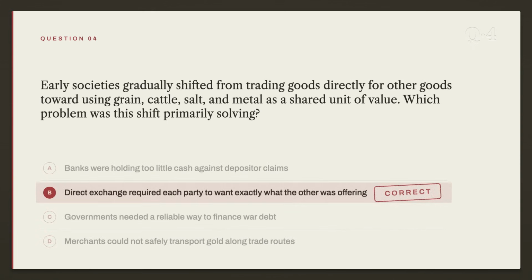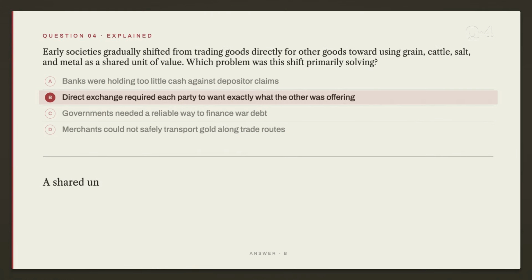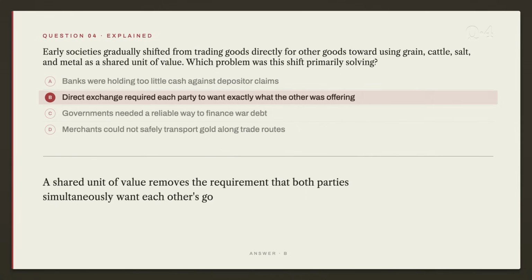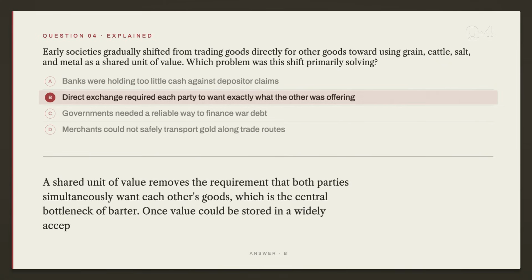The correct answer is B. Direct exchange required each party to want exactly what the other was offering. B is correct because a shared unit of value removes the requirement that both parties simultaneously want each other's goods, which is the central bottleneck of barter. Once value could be stored in a widely accepted commodity, a farmer could sell grain to anyone and buy a plow from anyone else. That is the direct fix for the friction that made barter unworkable at scale.